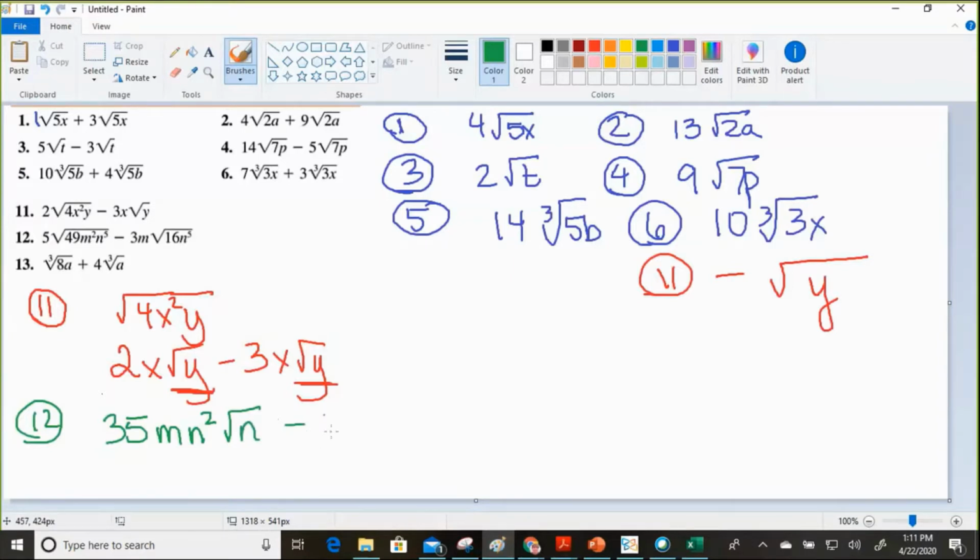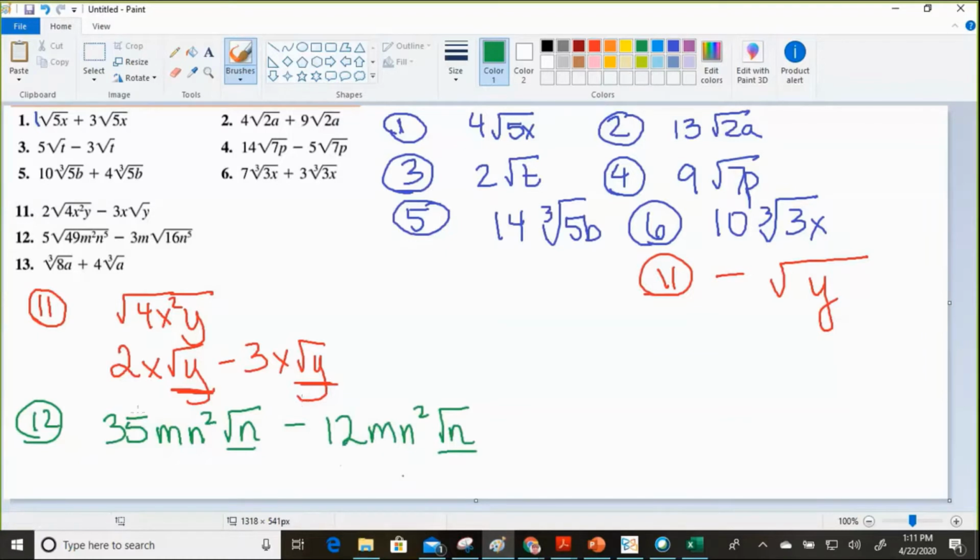Okay, let's see if I can do the next one. Square root of 16 is 4. 4 times 3 is 12. Looks like I have an m there. I split my n to the fifth, and I am left with one n. If you didn't understand that, rewind the video. I just went over that. Okay, so now you can see that what's under here matches.